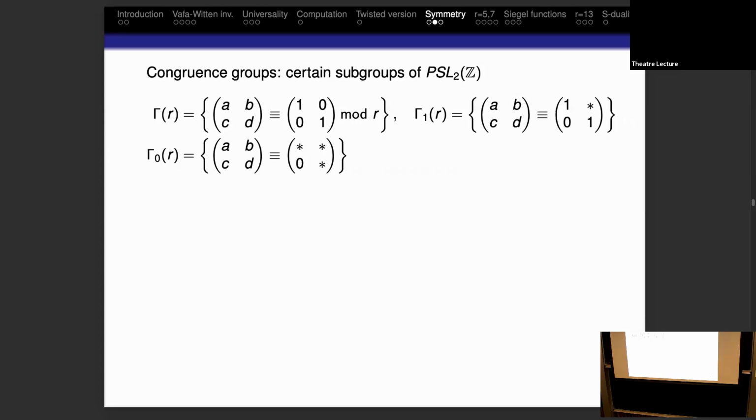Look at congruence subgroups of PSL_2(Z). We have Γ(r), which is the elements which are congruent to the identity matrix mod r. Γ_1(r), where it's congruent to a matrix whose upper left corner is 1, 1, and anything, and Γ_0(r), where the lower left corner element is 0 modulo r. It's always modulo r. Okay, so these are certain subgroups.